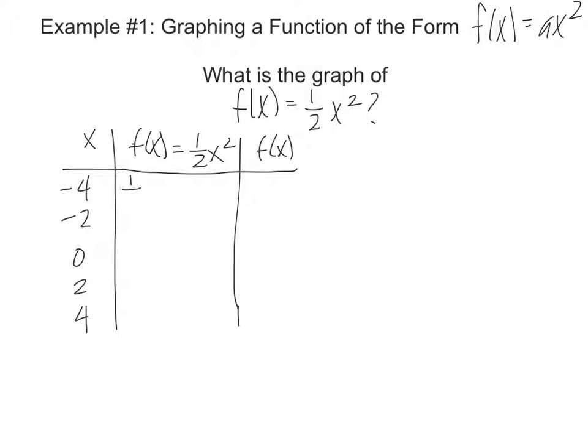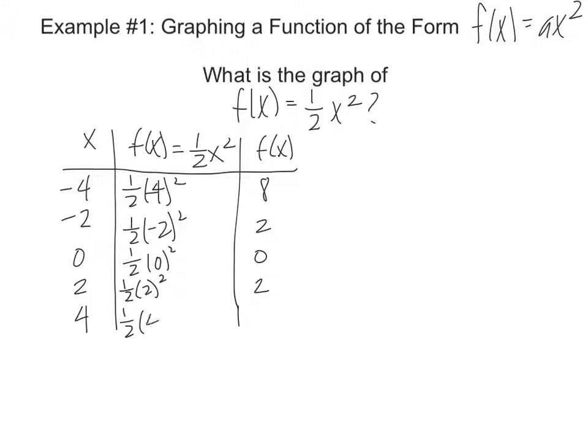That would be 1/2 times 4 squared. Order of operations tells us to do exponents first. So 4 squared is 16, and half of 16 is 8. The next one, we'd have 1/2 times -2 squared. Excuse me, that was -4, by the way, so the first was 1/2 times -4 squared, which is 8. But -2 squared is going to be 4, and half of 4 is 2. 0 is real simple. Substitute in 0, it's always going to be 0 when you're multiplying. The next one is 1/2 times 2 squared. 2 squared is 4, half of 4 is 2, and lastly 1/2 times 4 squared. 4 squared is 16, half of 16 is 8.